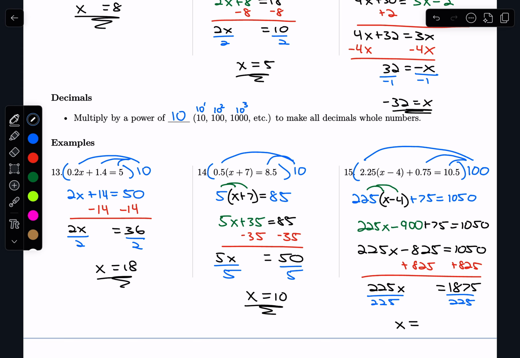1875 over 225. Now, I'm a mathematician who's done this a million times, so I can tell that the GCF is 75 of top and bottom. So I could go ahead and divide 1875 by 75 and divide 225 by 75, and I'm able to pretty quickly get to 25 over 3. I do not expect most people to be able to do that in their heads though, okay? And working that out by hand is actually not that trivial because our divisor is a 3-digit number.